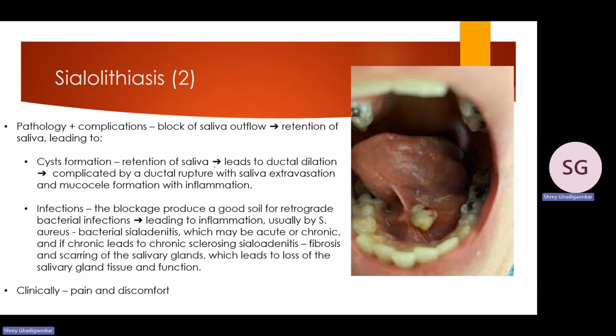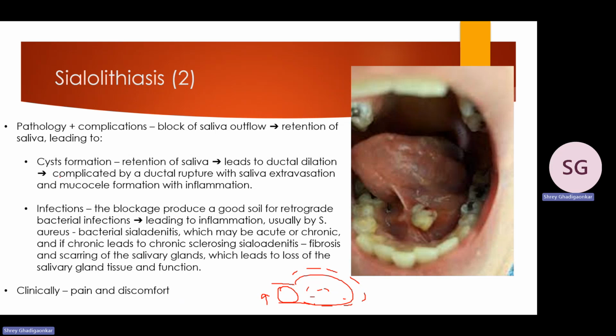Regarding the pathology and complications, if there's a stone, it can obstruct the outflow, and this may lead to retention of saliva. As a result of this, you may have other complications. For instance, if you have a gland over here, this is the opening, and you have an obstruction over here, the fluid can build up in this region and this can grow even larger. This is basically what will happen if you have a cyst. So as a result of the obstruction, you can have a cyst, and that is basically called a specific type of mucocele, which we will discuss later.